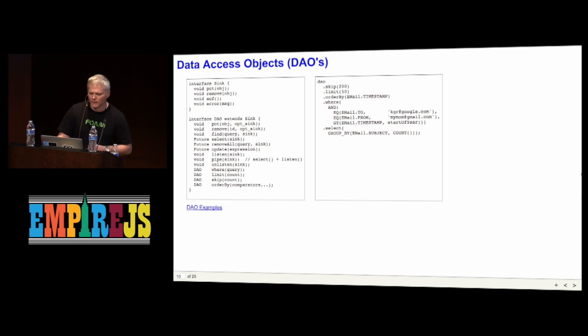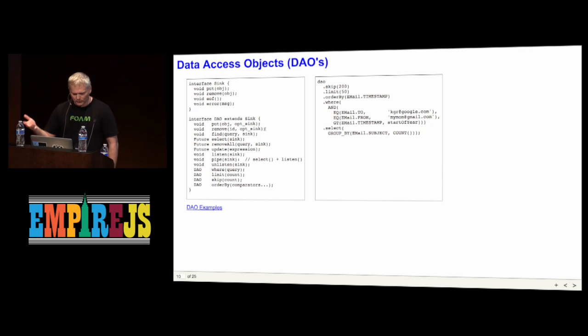So if we want to store a whole collection of objects, we use the DAO interface, which is a data access object. And so here's the interface, it has common things you would expect: put, remove, find, select, remove all, update, listen, etc. And here's how you would use it on the right. So I take the DAO, I can say skip, limit, order by, where, and then I can do and, EQ, or greater than. These things like email.timestamp are generated from the model. And then I can do a select into group by, the subject, and the count. So this looks very straightforward, and it's kind of easy to use.